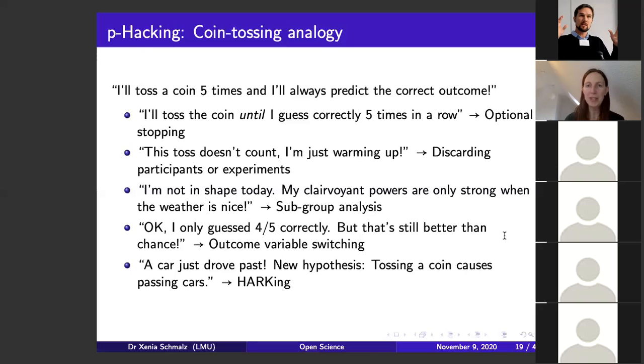There are a couple of things that I can do that are analogous to p-hacking that will already make it very clear why I'm cheating. So let's say I tell you that I will toss the coin until I guess correctly 5 times in a row. So it might take me a very long time. I might have to throw it several hundred times, but definitely at some stage there will be a time when I will make a guess, throw the coin, and it will be correct 5 times in a row.